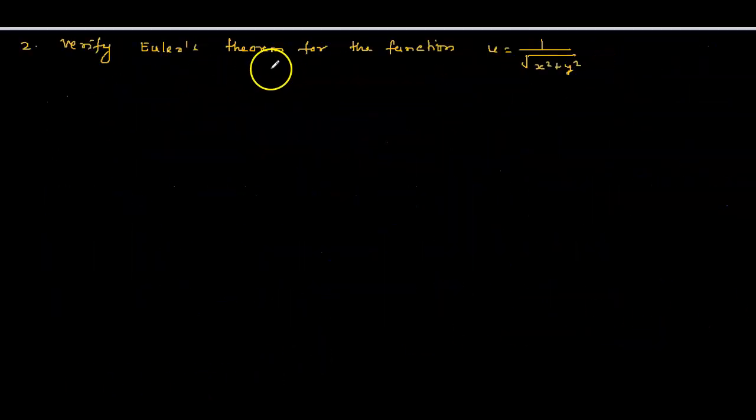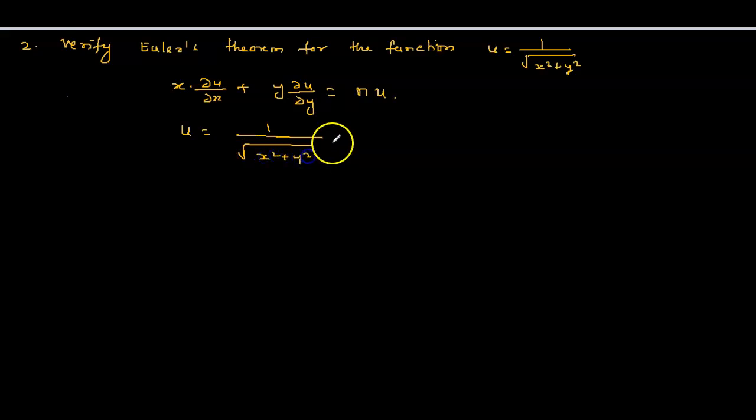In this question we are asked to verify Euler's theorem, where u is given. Euler's theorem says x into del u by del x plus y into del u by del y is equal to n into u. So what is n here? We can write u equal to 1 upon square root of x square plus y square. Here the maximum power is 1.